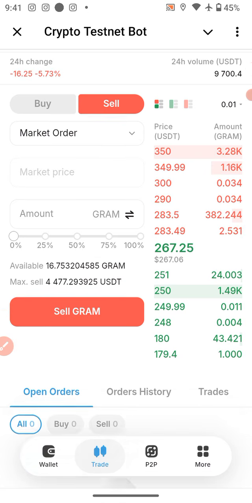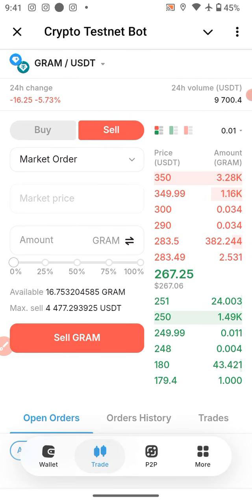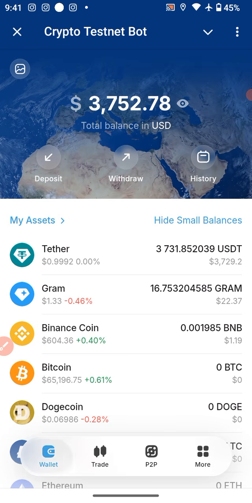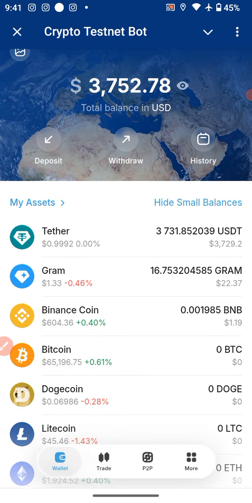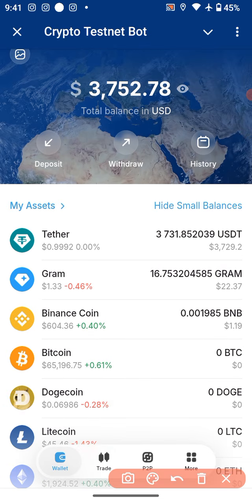Now before I start, I'll just go to my wallet. Yes, this is my wallet, and as you can see, they tell me my total balance in USD is $3,752. So I look through my chart and I see the theta. This is my theta balance. My theta balance is $3,781, and my gram balance is 16.7 gram, which is equal to 22 grams.